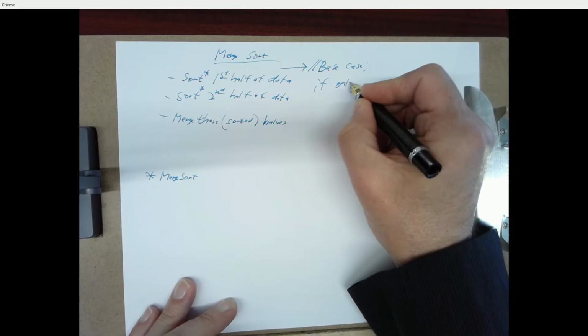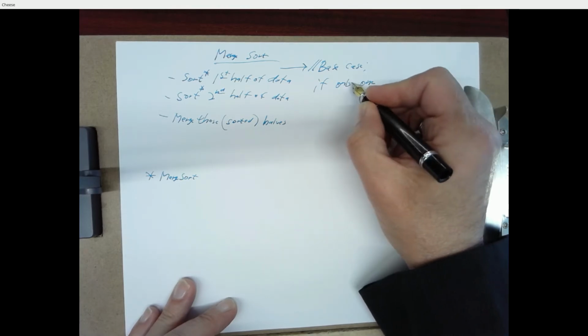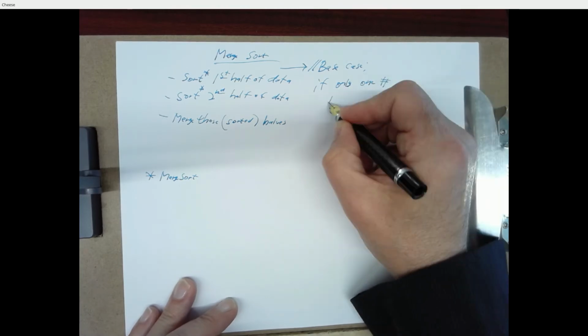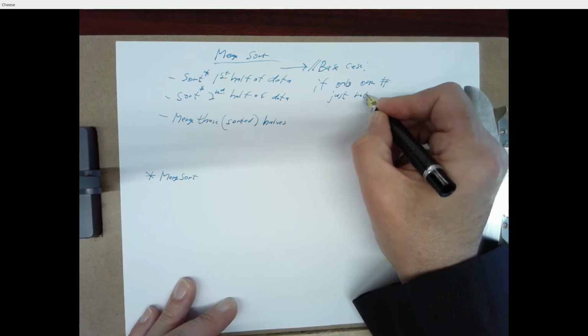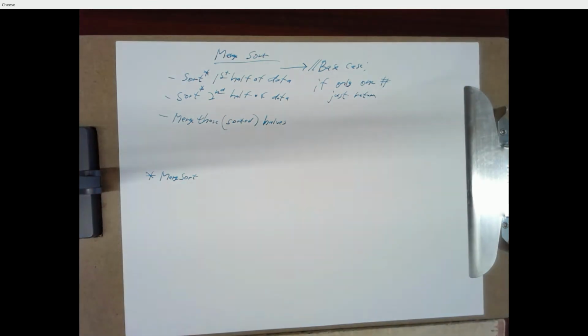If only one item, then just return. Otherwise, if you have two or more items, split your array roughly in half. Doesn't have to be exact. If it's an odd number, that's okay. Split it roughly in half, sort each half, and then interleave them.